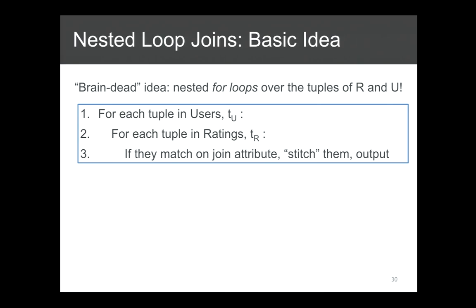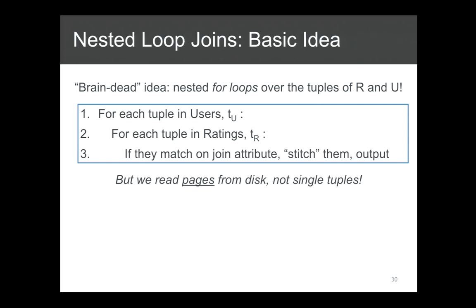The basic idea is what you would think of in an algorithms class. Like the simplest brain dead idea is just do a for loop over the 2 tables you're joining and then get the matching records. So let's say we are joining R and U. That's a running example. R is the ratings table. U is the users table. For each tuple in users, nested for each tuple in ratings, nested if they match on the join attribute, that is, they satisfy the join predicate, then stitch them, and then output those pair of tuples. If any pair of tuples doesn't satisfy, then skip that and then move to the next iteration of the for loop. Pretty simple, right?